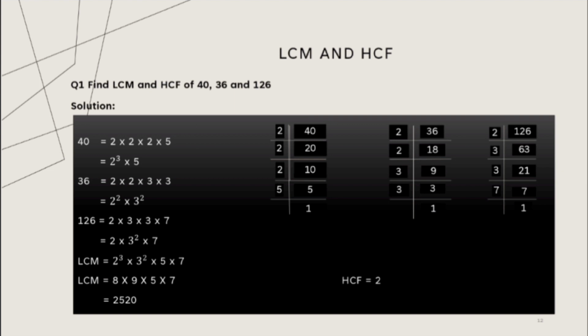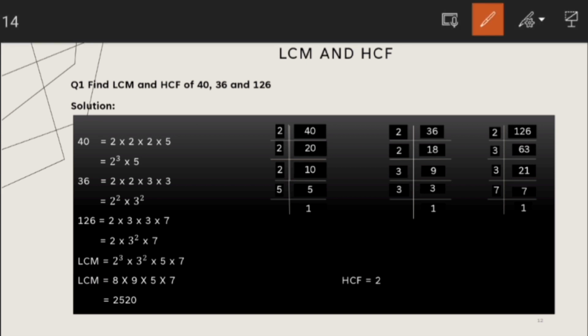Now we have taken one question. Find LCM and HCF of 40, 36, 126. This prime factorization we have already done. 40 is equal to 2 into 2 into 2 into 5. 2, 2s are 4, 2s are 8, 5s are 40. 2 is repeated 3 times, so I have written 2 to the power 3 into 5.